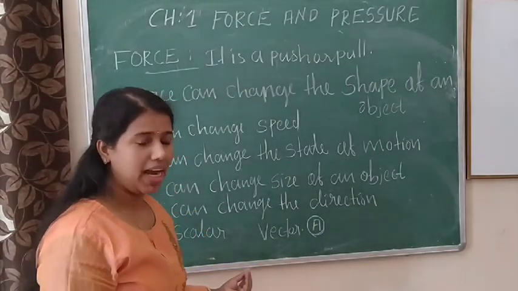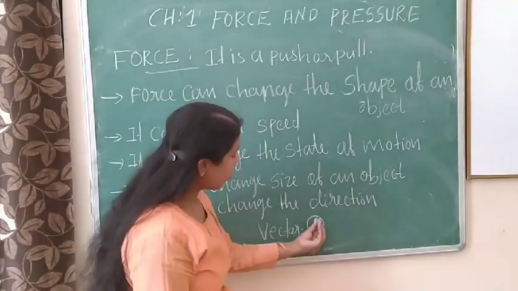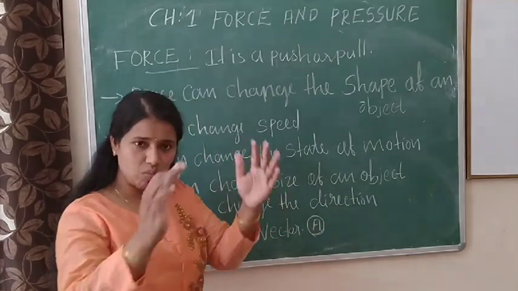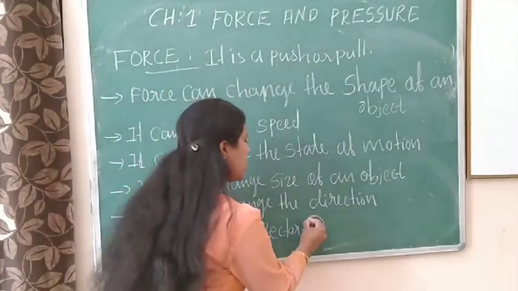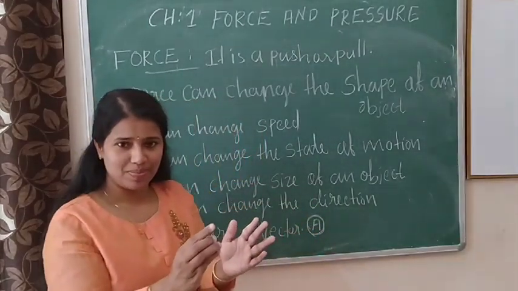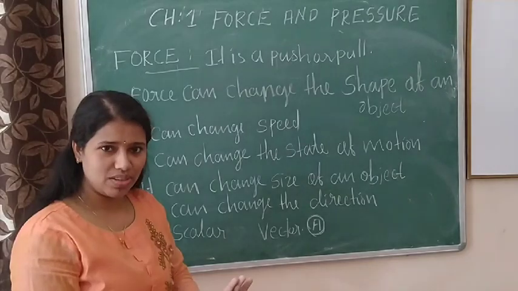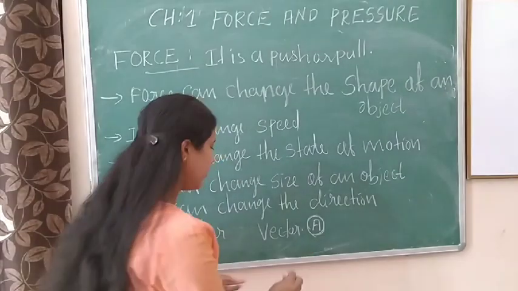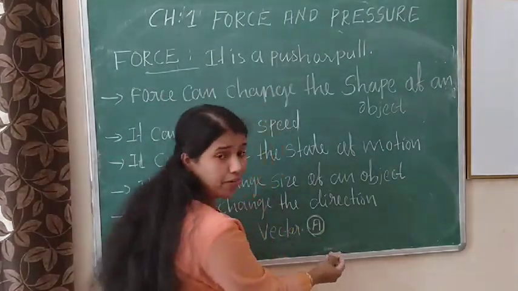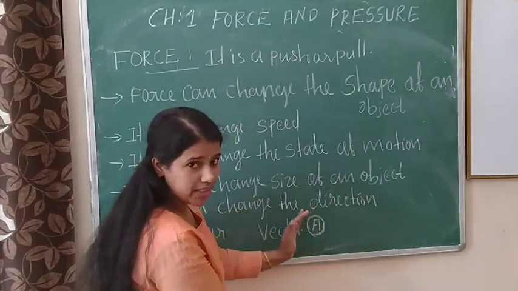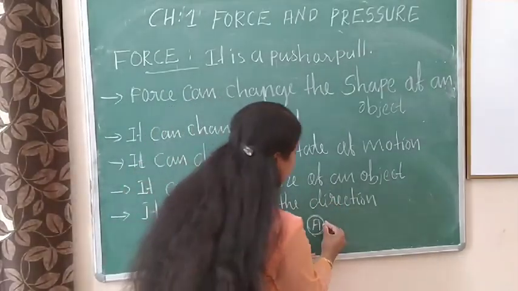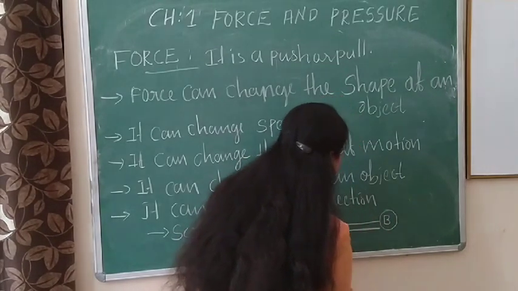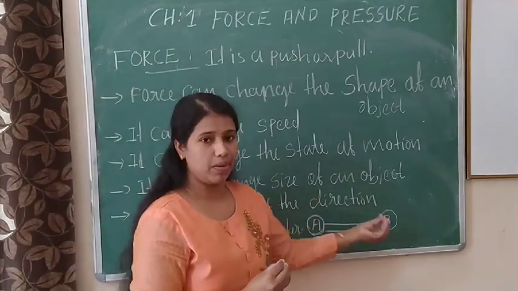Scalar quantity, for example, I will tell you one example. Consider an object, one body. Just assume it's a ball. First this body is at rest. It's not in motion. If we are not applying any force, it is at rest only. Then if we apply a force, pushing from this side, it will move from A to B.